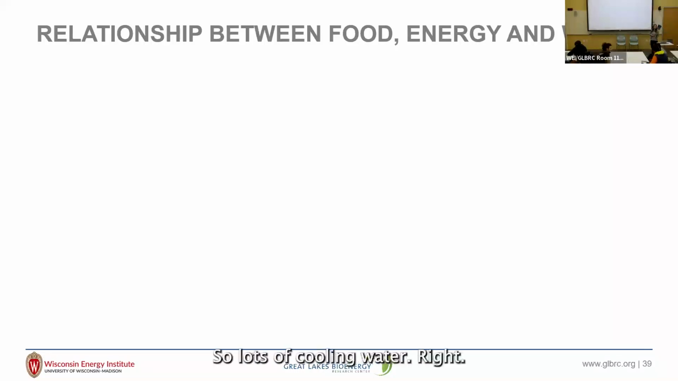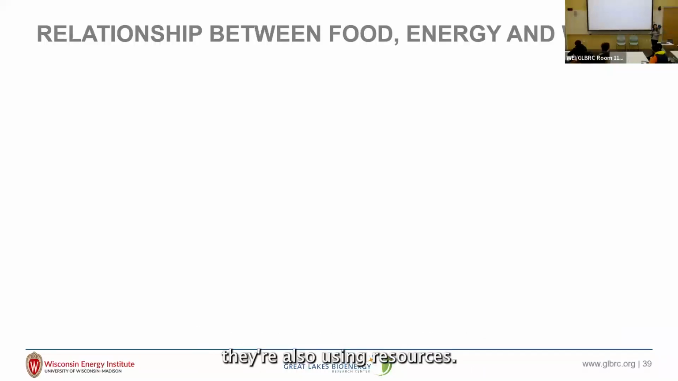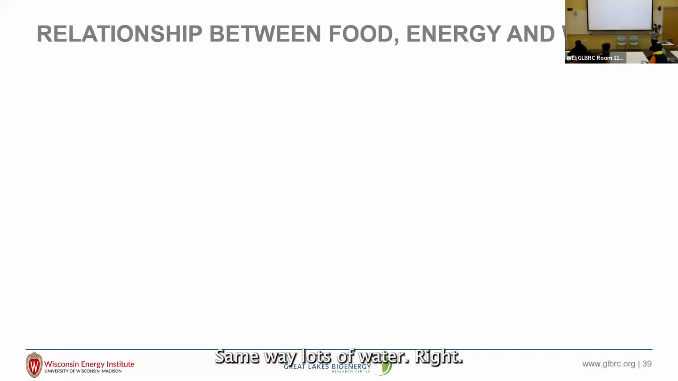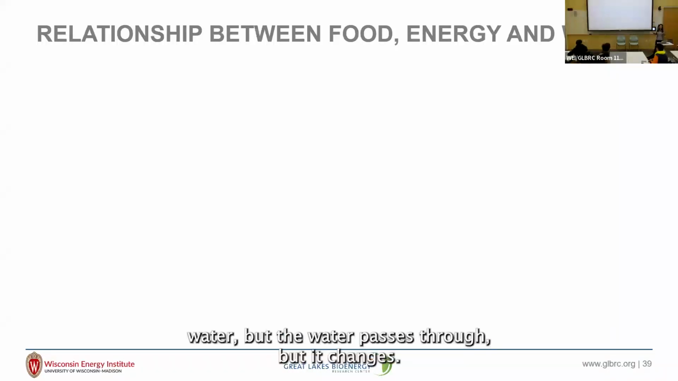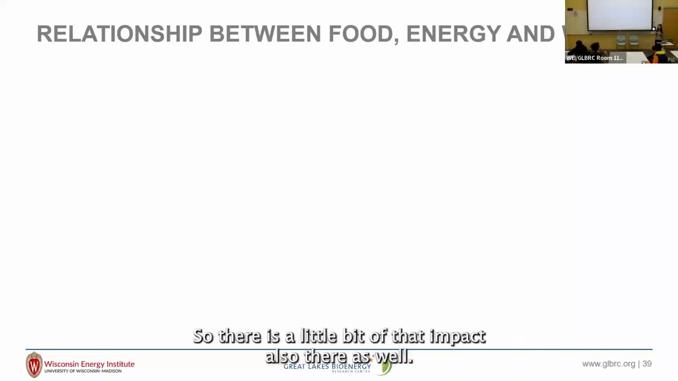So lots of cooling water, right? When you do energy generation, they're not only generating energy, they're also using resources. They're using a lot of water for cooling. Nuclear, same way, lots of water, right? Hydropower uses water, but the water passes through. But it changes some of that flow regime, changes the temperature a little bit. So there is a little bit of that impact there as well.